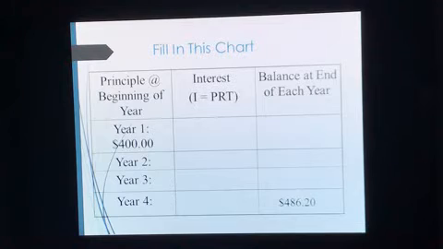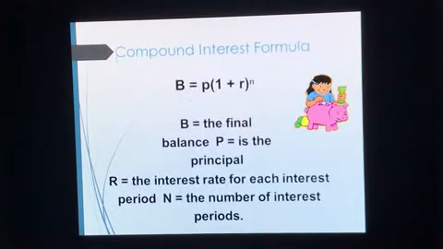So at the start of the first year we have $400 in our account. First of all, we could calculate the interest payment one by one, but it will take more time. Instead of using the simple interest method, we will use the compound interest formula. The compound interest formula is B equals P times (1 plus r) raised to the power n. B is the balance value at the end of a given time period, P is the principal amount, r is the rate of interest for each accounting period, n is the number of interest periods.